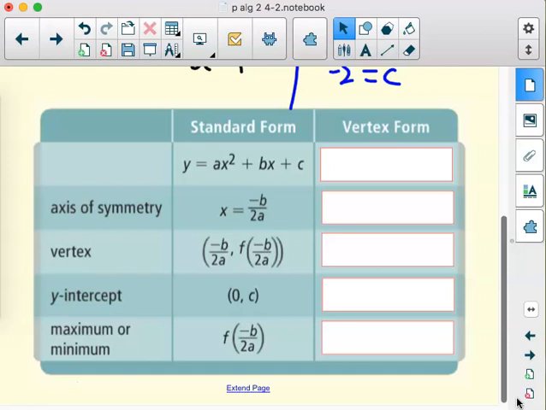Is it opening up? Then it has a minimum. Is it opening down? Then it has a maximum. So it's all about the up or down pieces. All right, let's go to the next one over here.